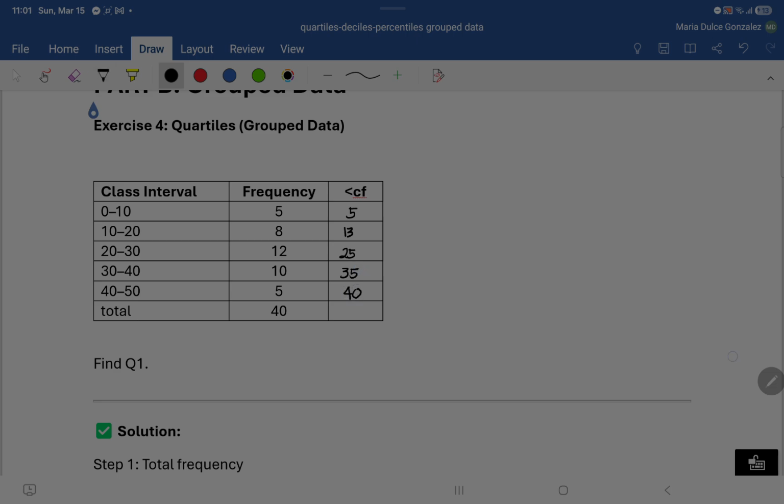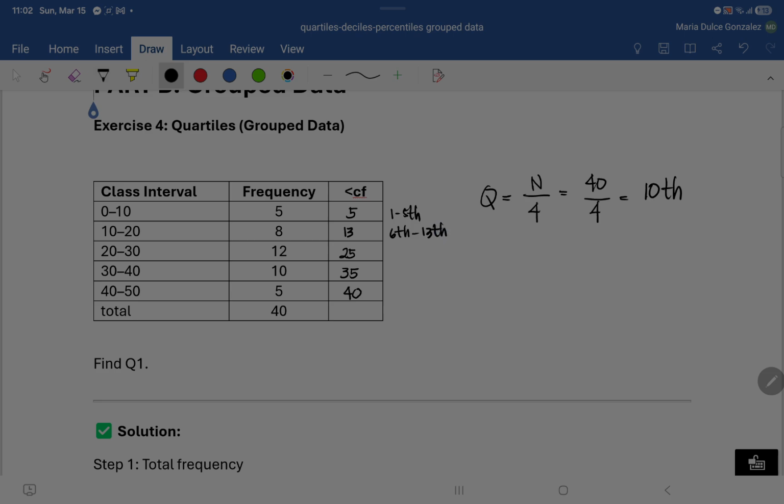Next we find the location of our Q1, which is equal to n divided by 4. Our n is equal to 40. We divide that by 4, so our location is the 10th data. Based on the third column, less than CF, this is 1st to 5th, this is 6th to 13th. So it's very clear that the 10th data is found in the second row.